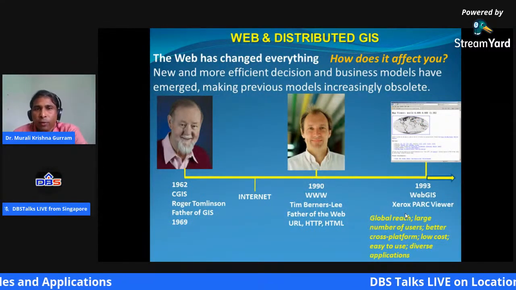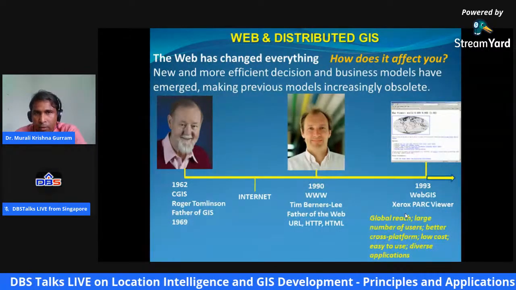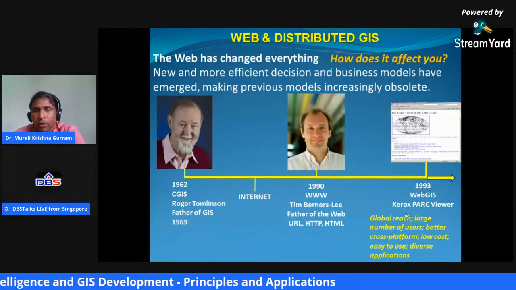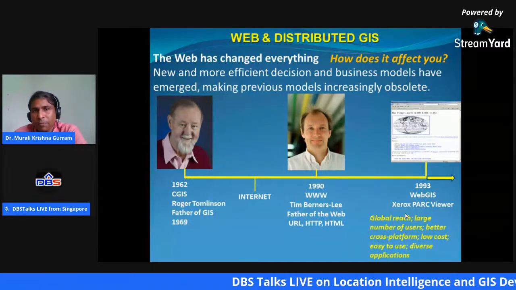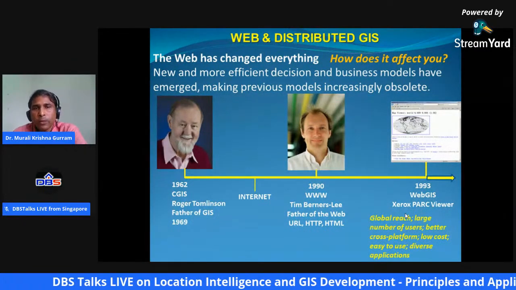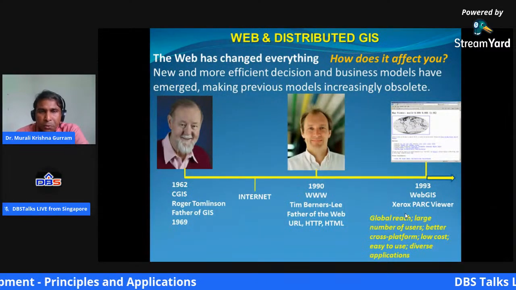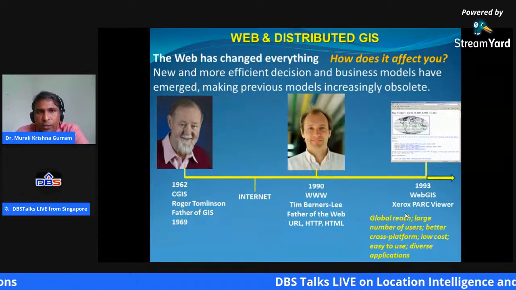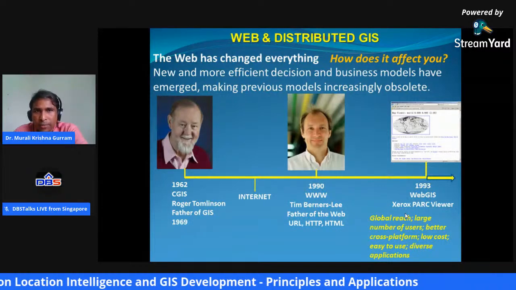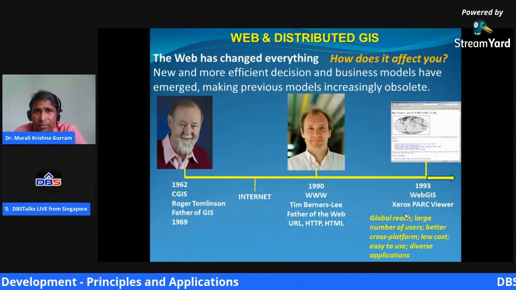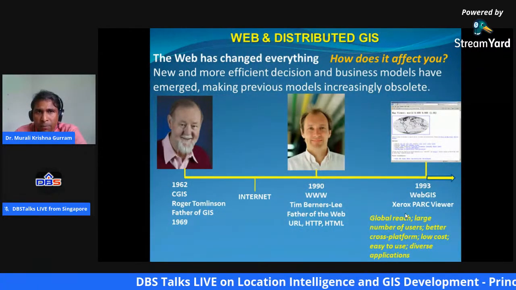So far we have talked about what GIS is, the history and everything, and to some extent we talked about location intelligence. Now we are going to talk about web distributed GIS. When we talk about distributed GIS, we need to talk a little bit about the early stages of GIS, as I already spoke about. As I mentioned, GIS came into the picture as a geographer's, or correctly speaking, a cartographer's tool for automated map making.